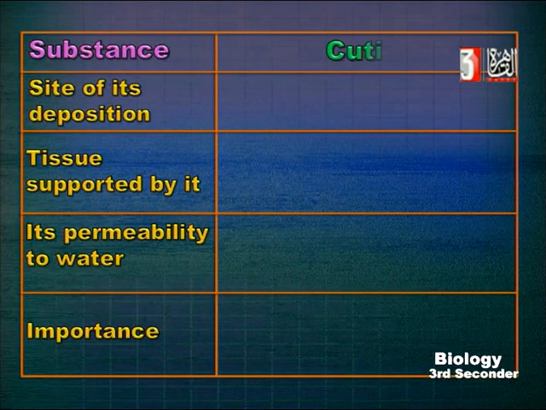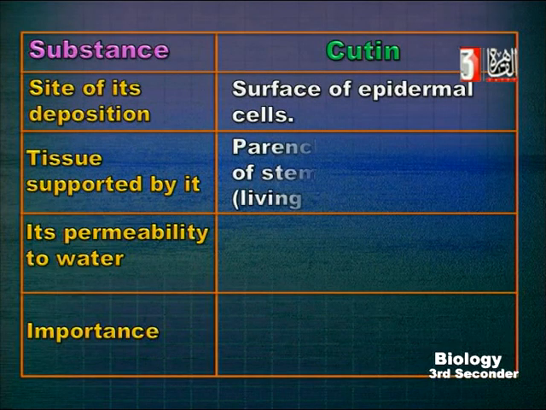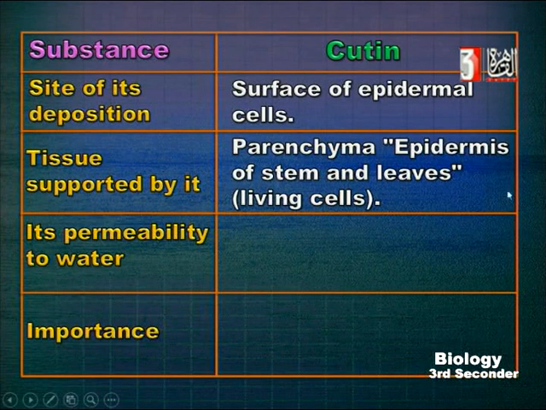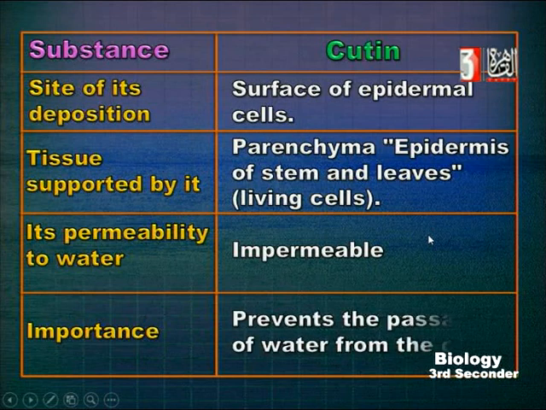The third substance is cutin. Cutin is present on the surface of epidermal cells. It is present in parenchyma because epidermis is also parenchyma tissue. Cutin is present on the outer surface of the epidermis layer of stem and leaves, and they are living cells. Pay attention here, cutin is water impermeable. Cutin is water impermeable but still parenchyma is living tissue because cutin covers the epidermis or parenchyma tissue from one side only, not surrounding the cell. Okay, it is a very important point.